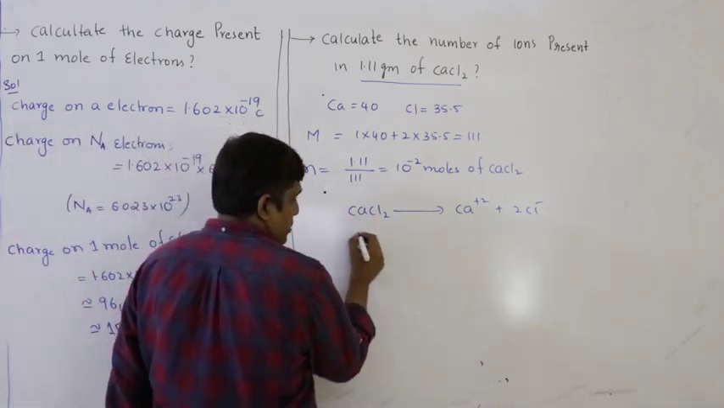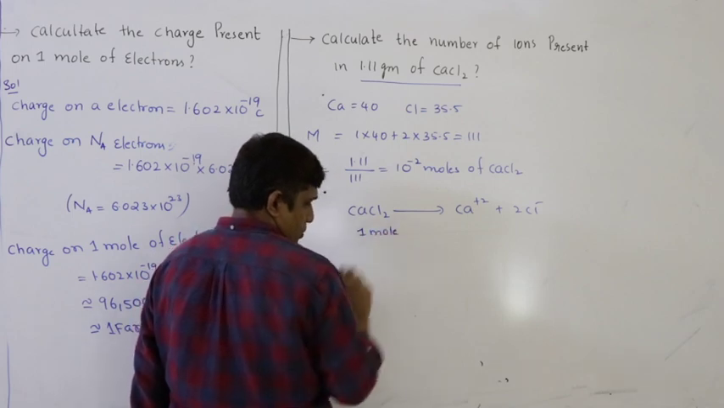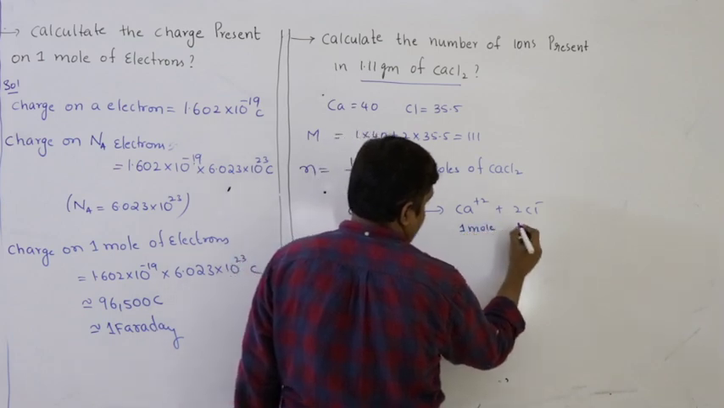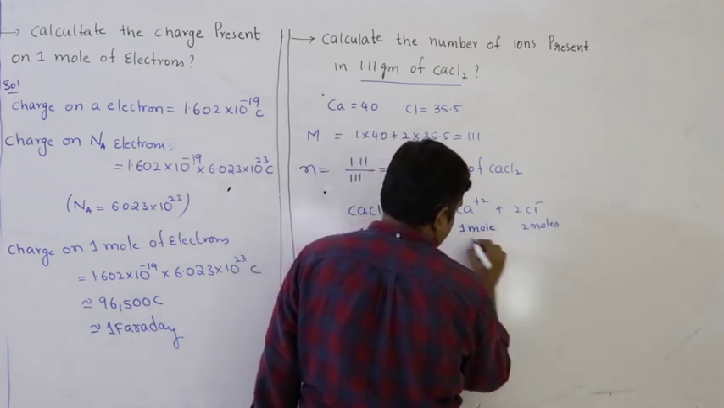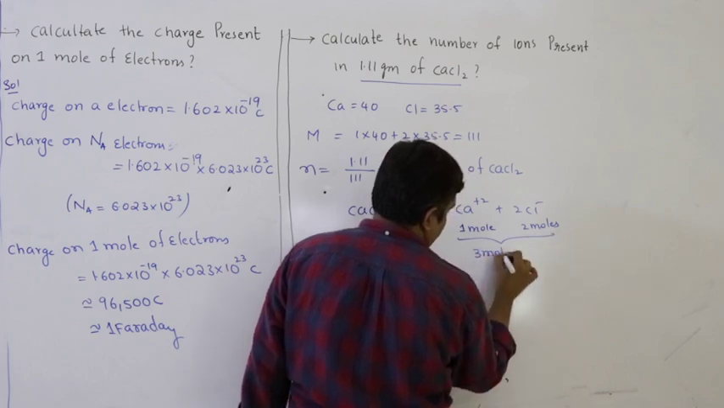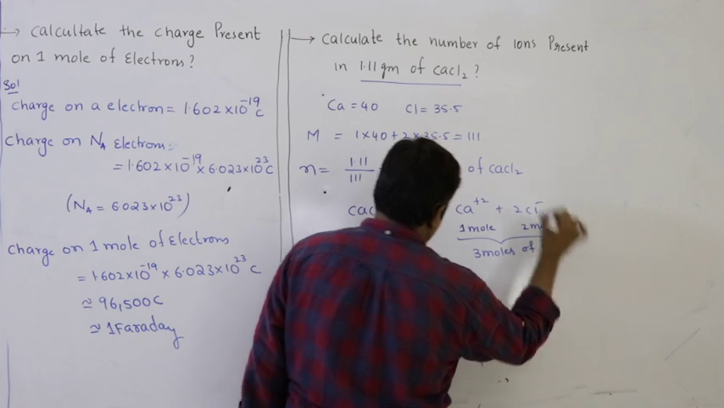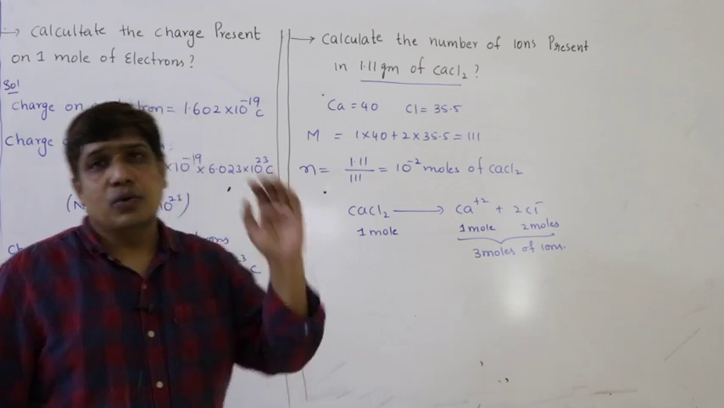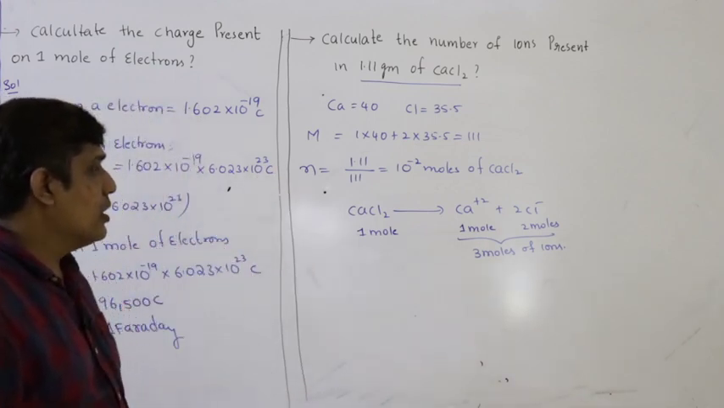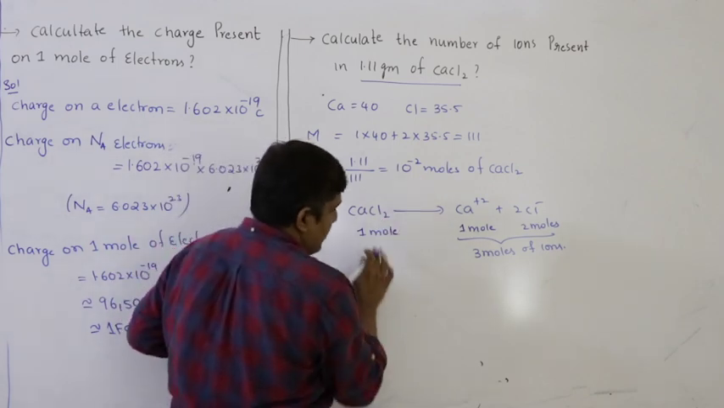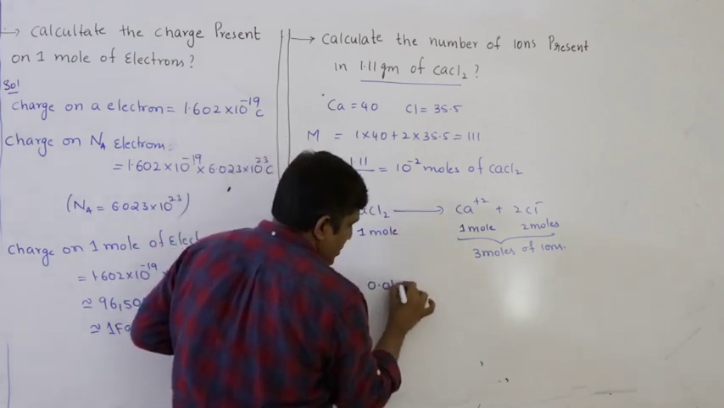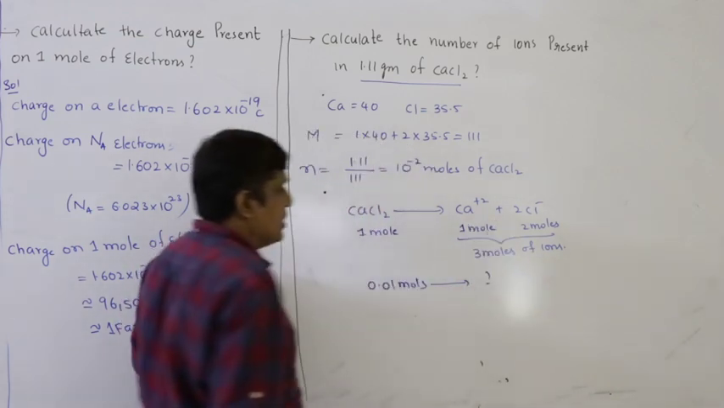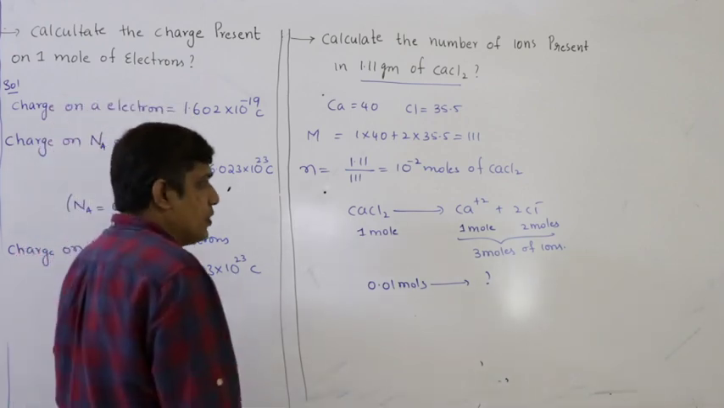Now if you write the mole ratio, 1 mole of CaCl2, when it dissolves completely, dissociates completely, you will get 1 mole of calcium ion, 2 moles of chloride ions. That means you will get 3 moles of ions. So 1 mole of CaCl2 on complete dissociation gives 3 moles of ions, right? How many moles we have? We don't have 1 mole, we have 0.01 moles. If 1 mole can give 3 moles of ions, then 0.01 moles can give how many ions?